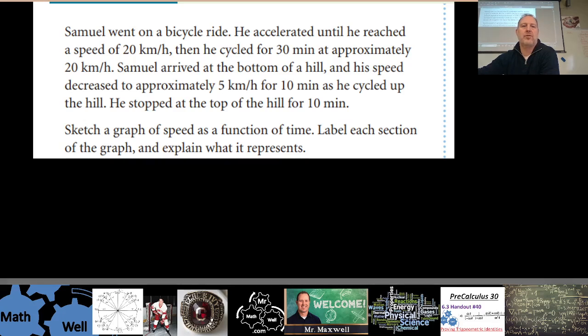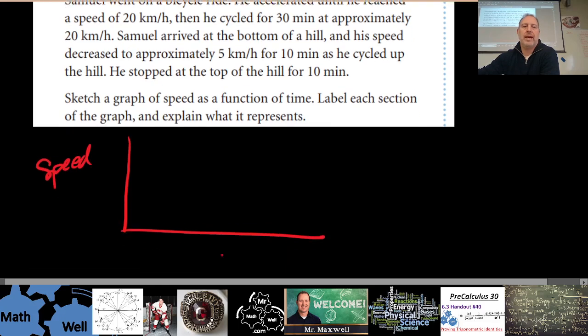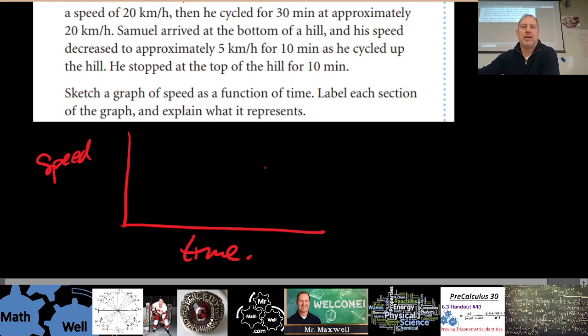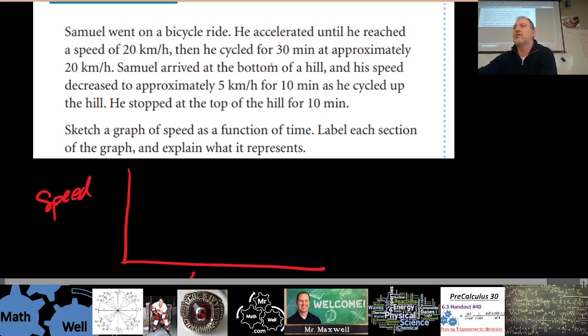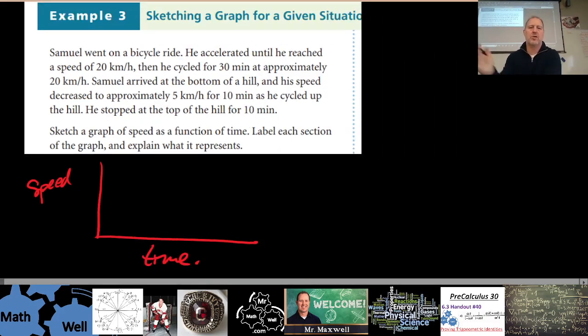Okay, well, first of all, what are my variables on my graph here? Speed and time. Now, remember, time is passing, right? So you can't control the time that's passing. That is independent of whatever else we're doing, so that's going to go on the bottom.